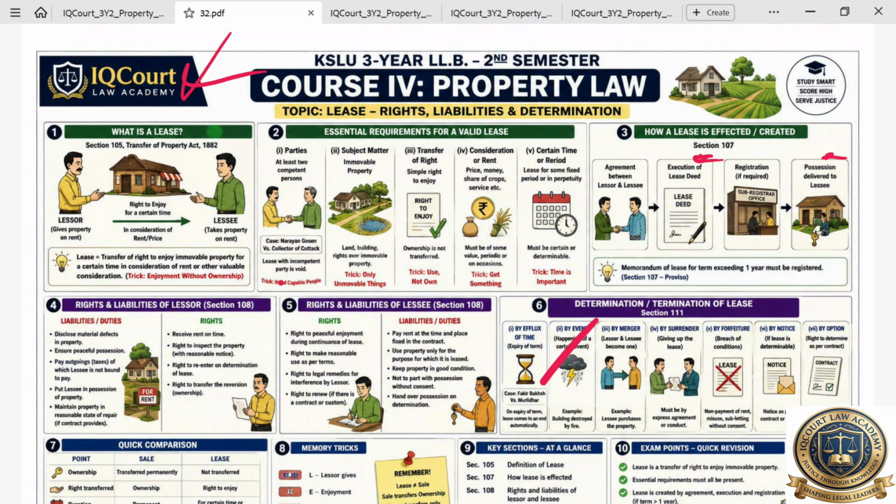Lease means very simple. Enjoyment without ownership. Example, rent you are paying, rent. Regarding that, you have to write essentials, what he can do, what he should not do, how it will be created, what are the liabilities and the rights of the lessor and lessee. The one who gives rent, the one who takes rent, the rent owner. You have to write for this question.